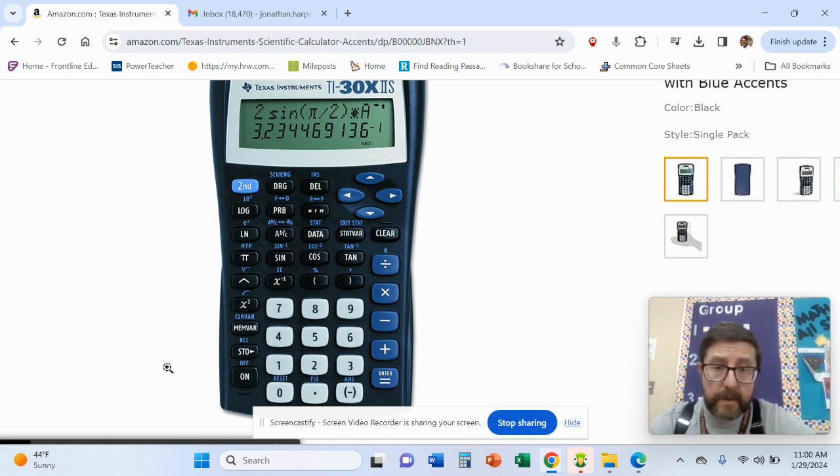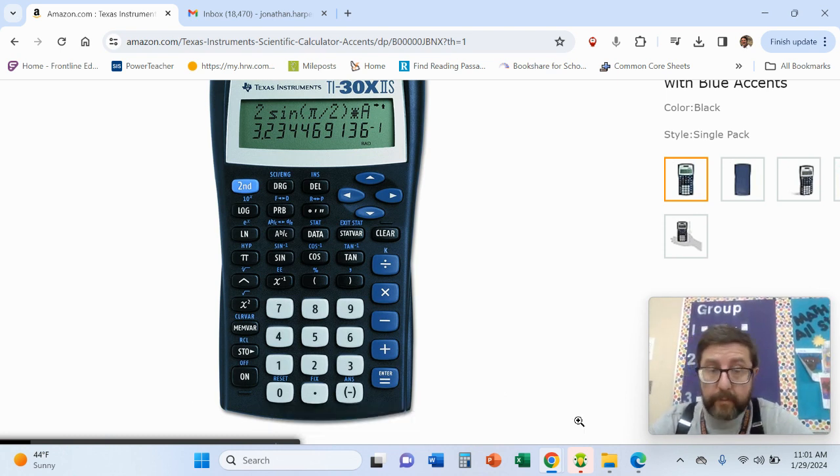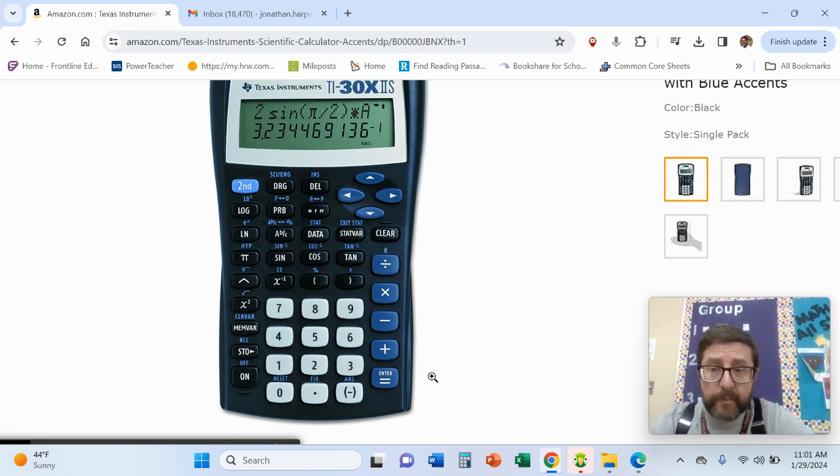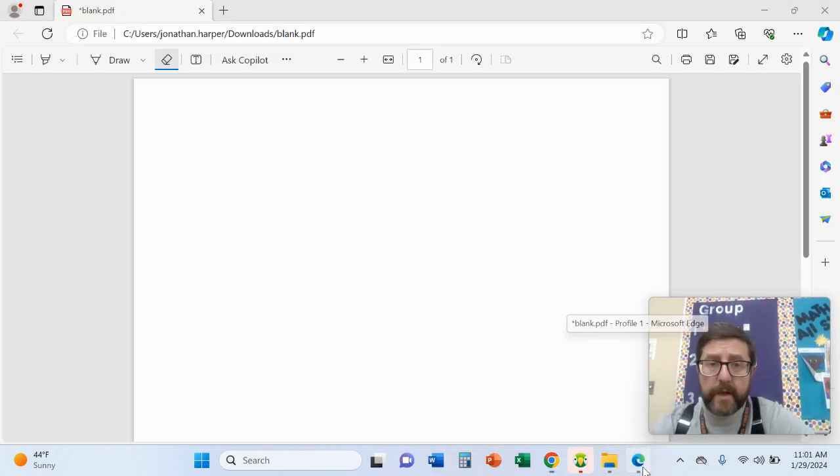Fractions are hard to do if you have to do them by hand. I don't even like to do them by hand. And when you get to college, college requires you to use a calculator. The high school allows you to use a calculator, so I have no issues with using a calculator. Okay, so I'm going to be going back and forth between a couple of different pages.